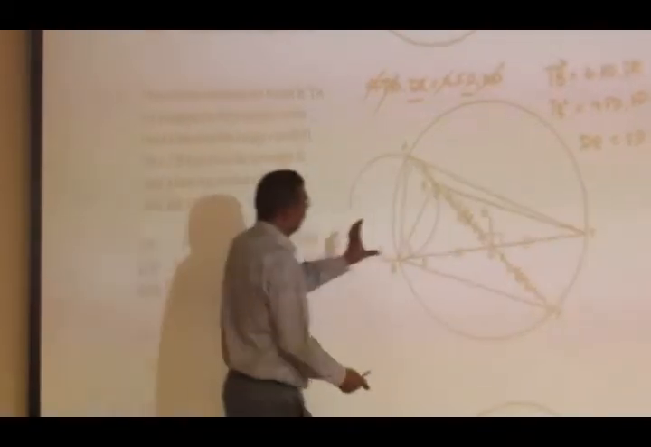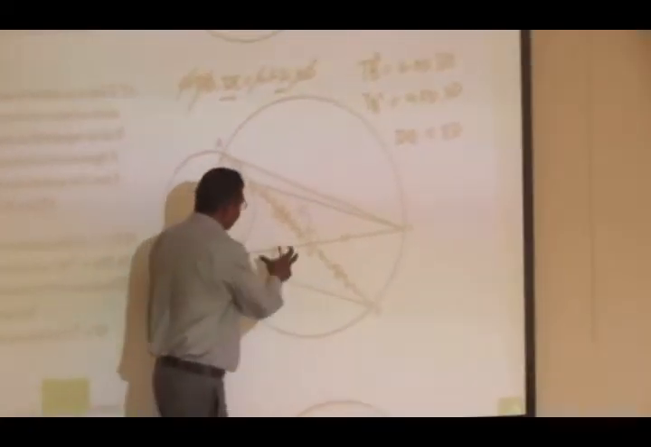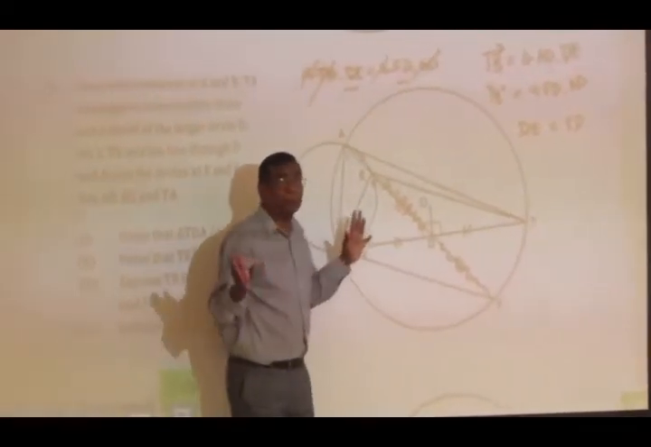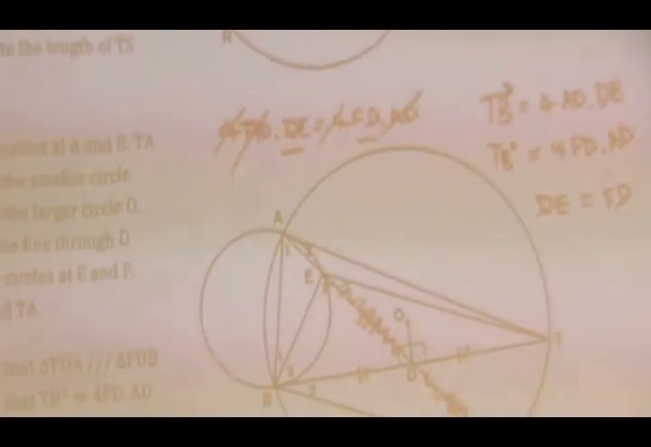If this part is equal to that, and that part is equal to that, what shape comes out? Parallelogram. And if this is a parallelogram, then the opposite sides must be equal. And you got the answer to the last question. Read the last question. What does it say? Prove that ET is equal to BF.